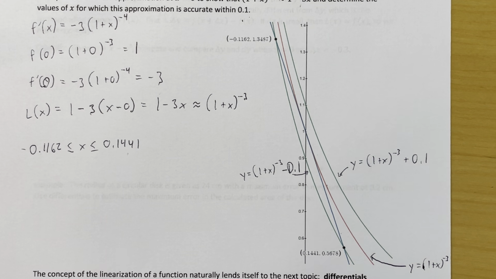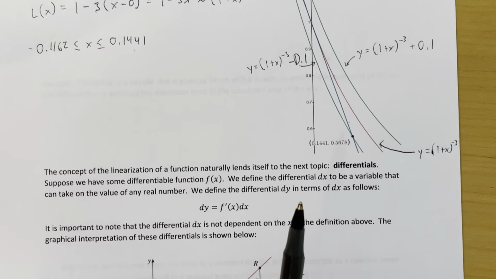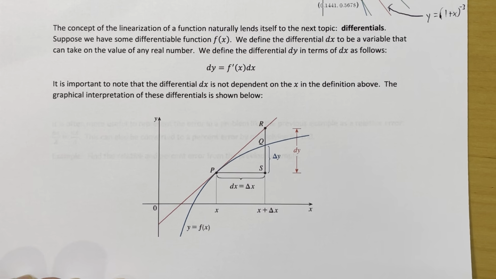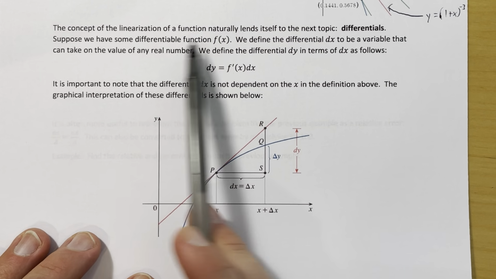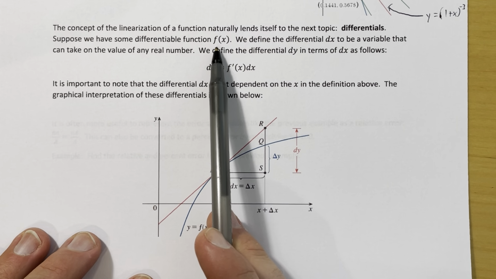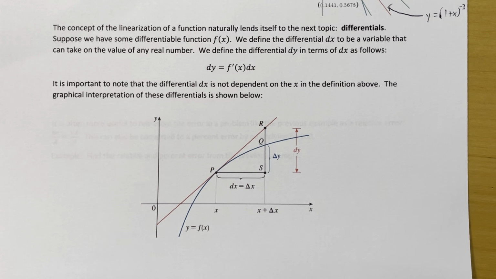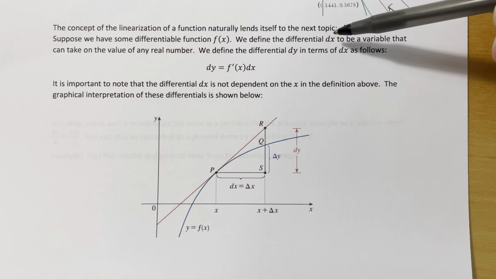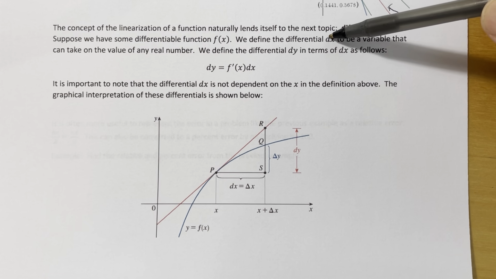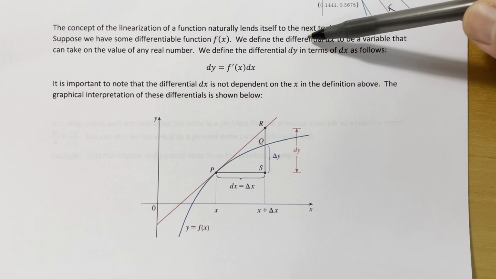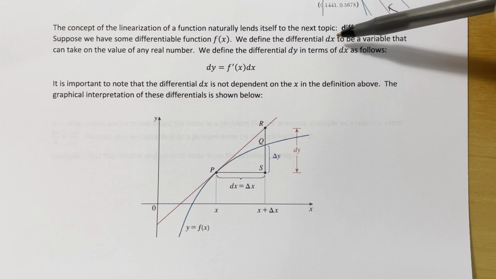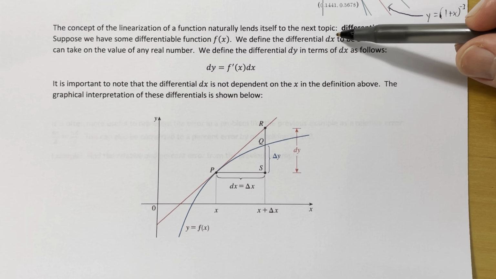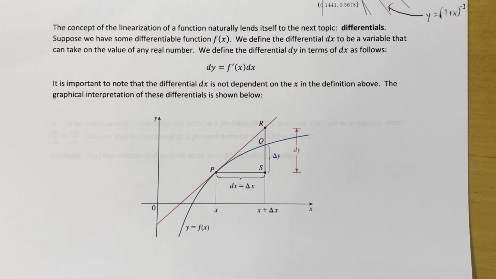Okay, so a couple of examples on linearizations under our belts. This is going to naturally lead us into the topic of differentials. So what is a differential? Well, we start with some differentiable function f of x, and then from that we're going to define one of our differentials. So the first thing we do is define this quantity dx to be one of our differentials. We call this a differential, dx. And right now, we're just going to think of it as a variable. It's an independent variable that can take on any real number, okay?